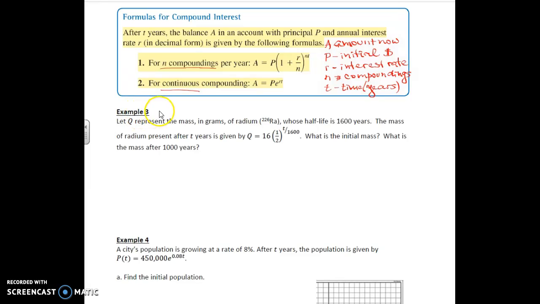Another very common application is the half-life problem. So let's go ahead and add a formula that we can use with half-life. With half-life, our formula is A is equal to A0, which represents the initial amount, times 1/2 to the t over h, where t once again represents the time, and h represents the half-life.